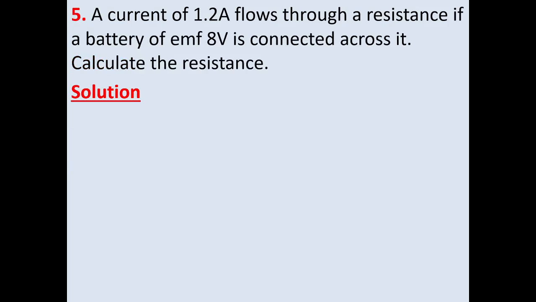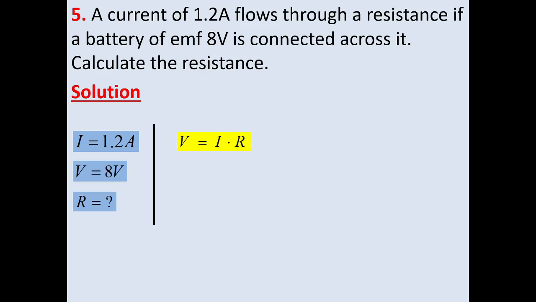A current of 1.2 ampere flows through a resistance if a battery of EMF 8 volt is connected across it. Calculate the resistance. So current I is given 1.2 ampere. EMF, that is voltage, potential difference, is given 8 volt. We have to calculate resistance R. Again we use Ohm's law, V is equal to IR, or R is equal to V upon I. Substituting the values, we get resistance as 6.67 ohm.